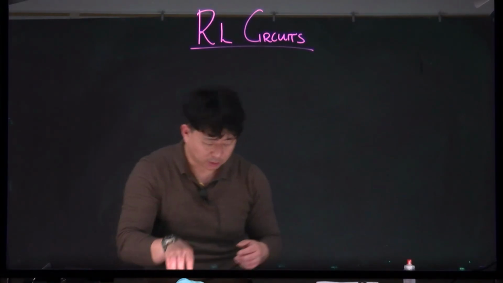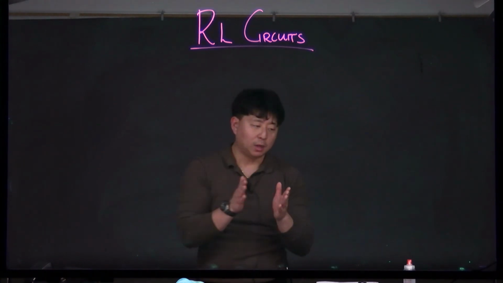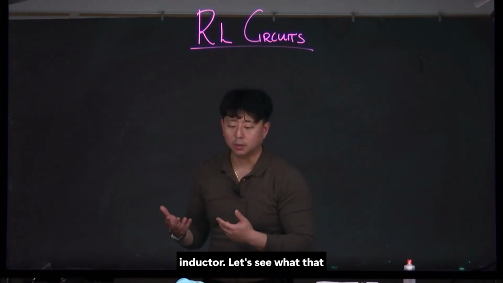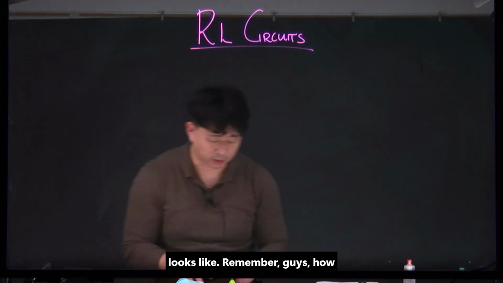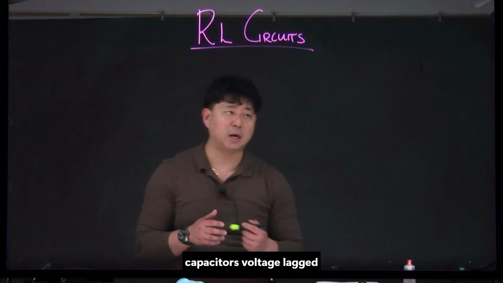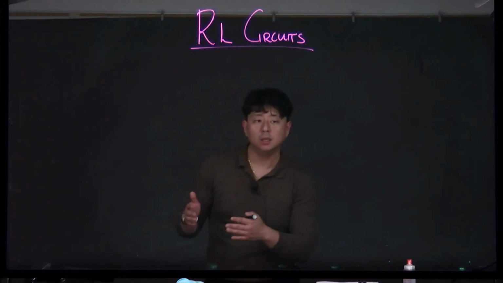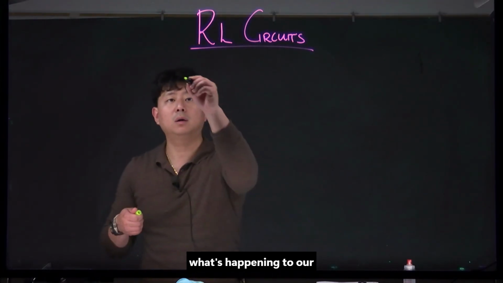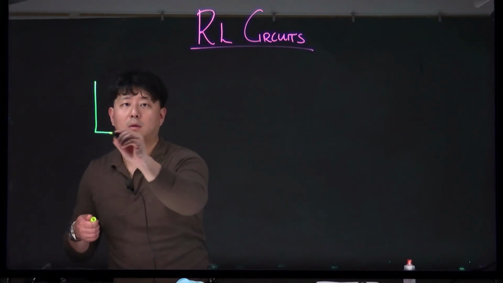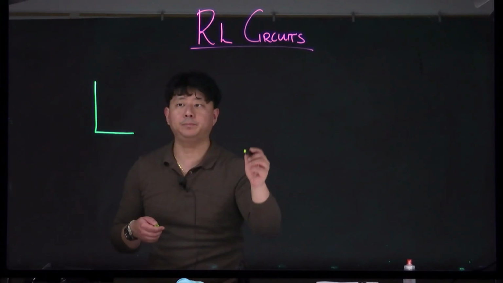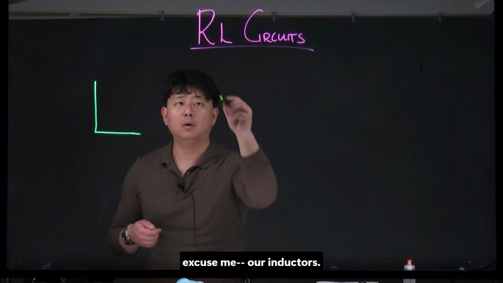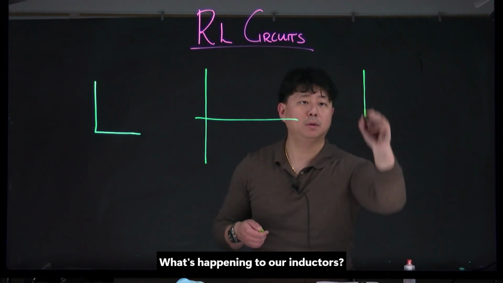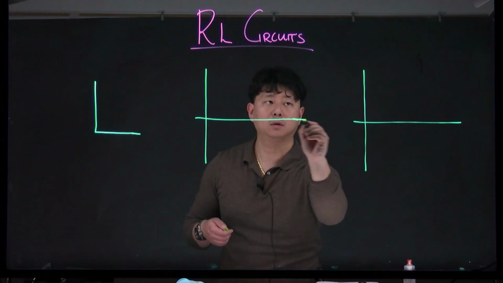So I want to look at the relationship, that's how we began RC. I want to look at the relationship between the voltage and current again in an inductor. Let's see what that looks like. Remember, guys, how the capacitor's voltage lagged 90 degrees behind the current? Well, what's happening to our inductors?